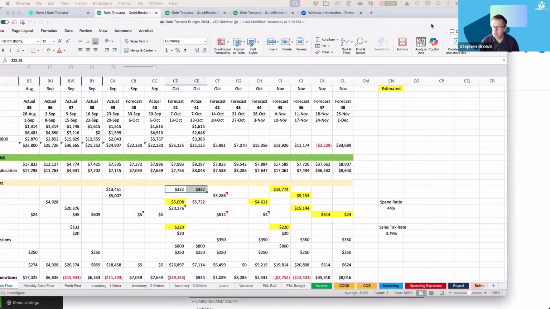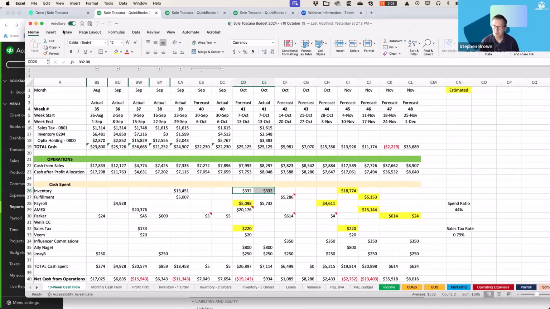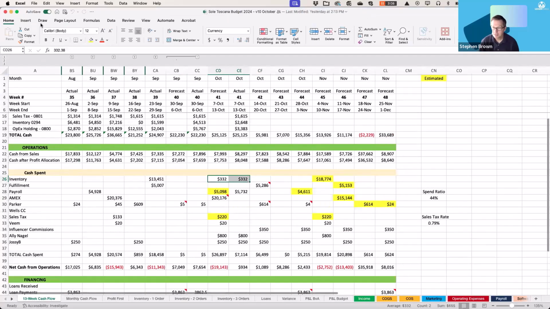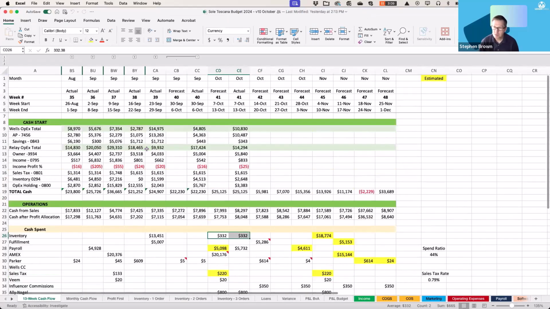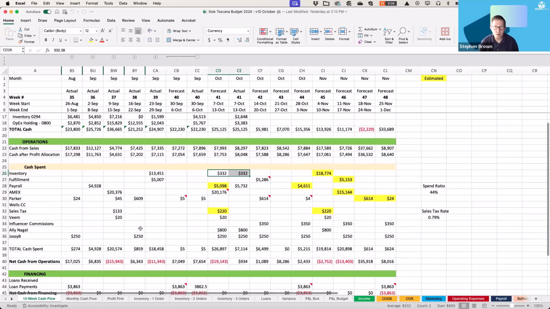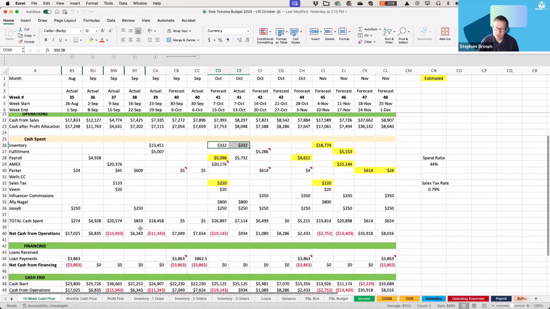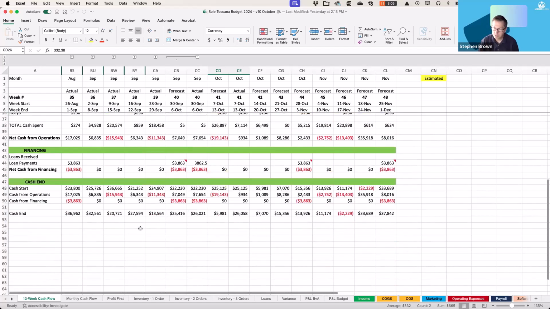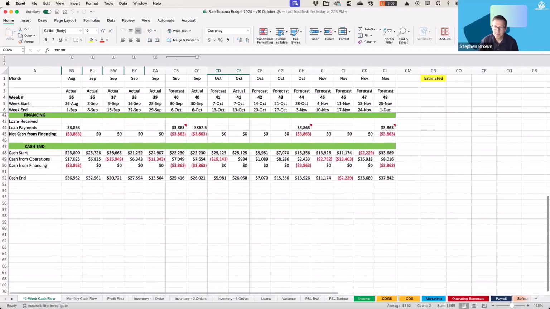So I'll show you my 13-week statement of cash flows, which I need to roll over. This is what it looks like. It looks very much like my cash flow statement, where I'm taking my cash beginning and then looking at projecting my cash from operations. Then I go in and layer in what I'm projecting my cash spend to be, and then any sort of financing operations, coming up with my cash balance at the end.